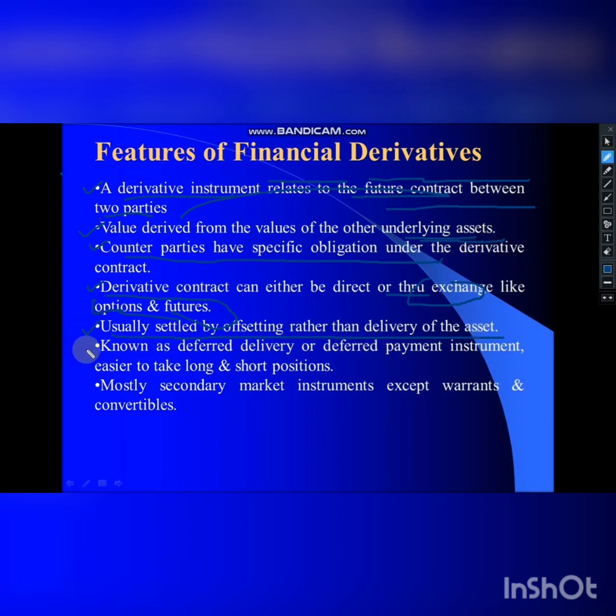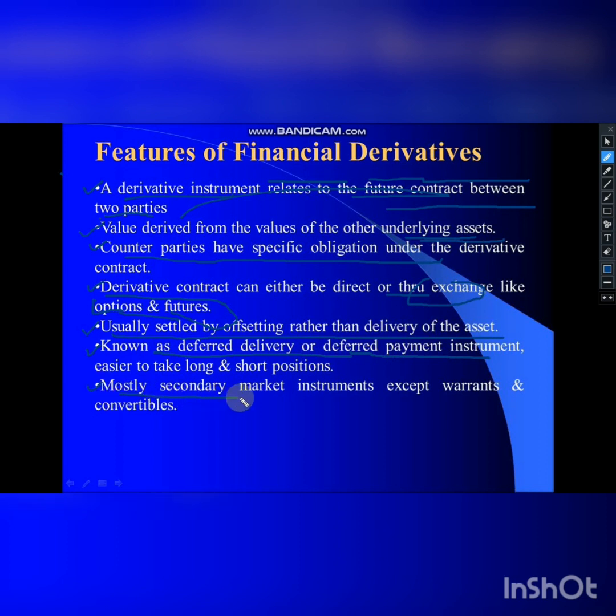The next point we have is known as deferred delivery or deferred payment instruments. This point is very important. These financial derivatives are also called deferred delivery or deferred payment instruments. Now the question is why they are called deferred payment instruments. The point is very clear: because the payment has to be made in future. The payment is postponed to the future. That is why these instruments are called deferred payment instruments.